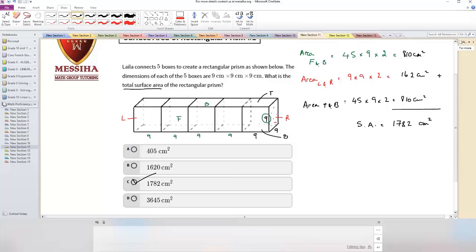And don't forget, again, the total surface area means that you are covering this prism with, imagine, gift paper or you are tinting it from outside. So this is totally different than the volume.